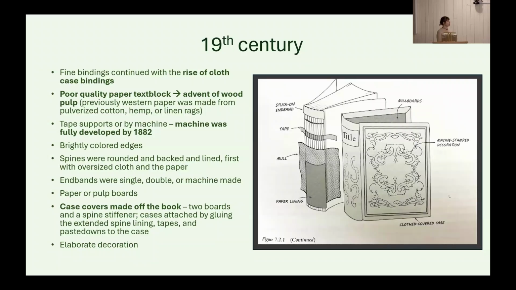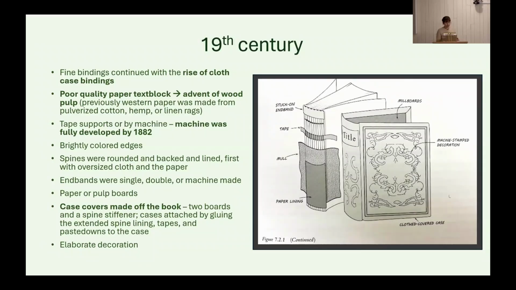developed, and people are trying to experiment with different fiber sources to create paper. And so the combination of wood pulp and harsh chemicals is creating quite a poor paper support. Machines are beginning to be used in the binding tradition, so we're seeing that for sewing. But we're also again seeing a really ornate element included. So very brightly colored edges.